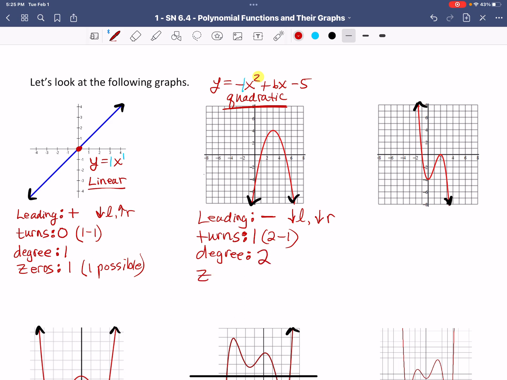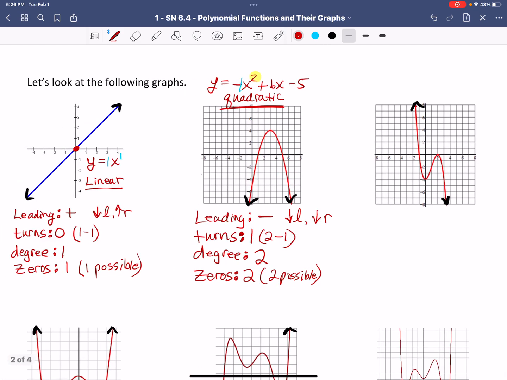How many zeros does it have? All right, well, let's look. It has 1, 2 zeros. And because the degree is 2, it only has 2 possible as well. So it's taken full possibility of zeros. All right, let's go to the third one.